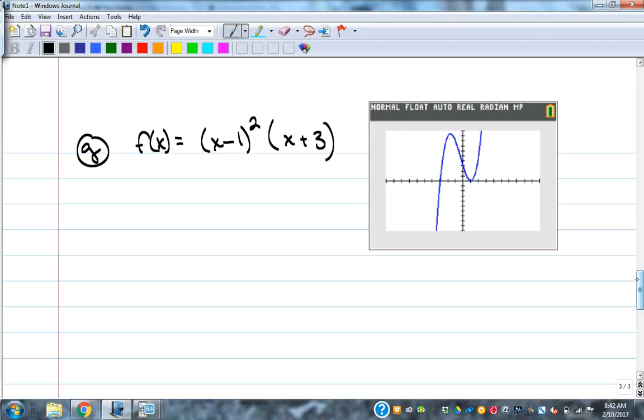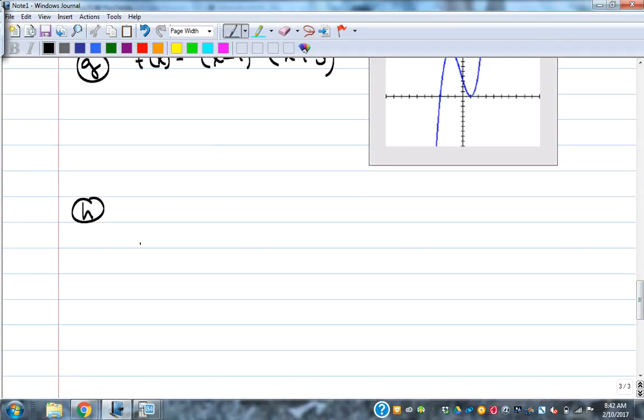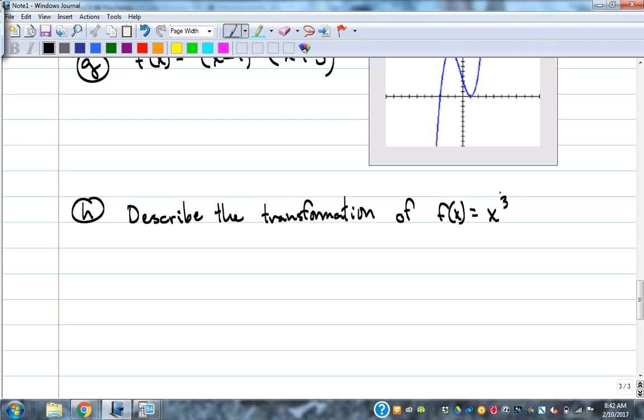Hey, now let's look at this problem. So without graphing it, we'll check it with graphs. But let's look at that first. Let's say describe the transformations of f of x equals x to the third power for g of x equals positive 2 times (x plus 1) cubed minus 4.